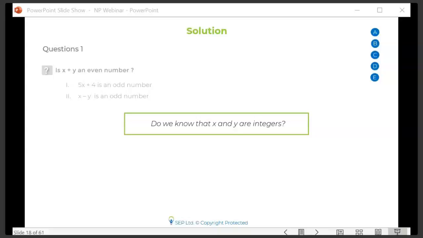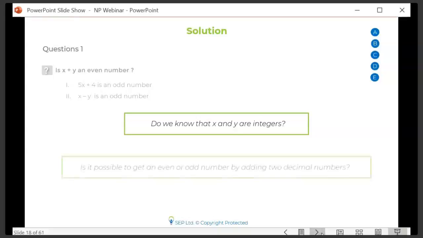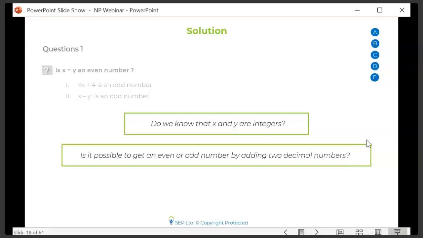No. Okay. So you're saying no, right? Good. So another question. Do you think it is possible that we can get an even or odd number by adding two decimal numbers? What do you think?